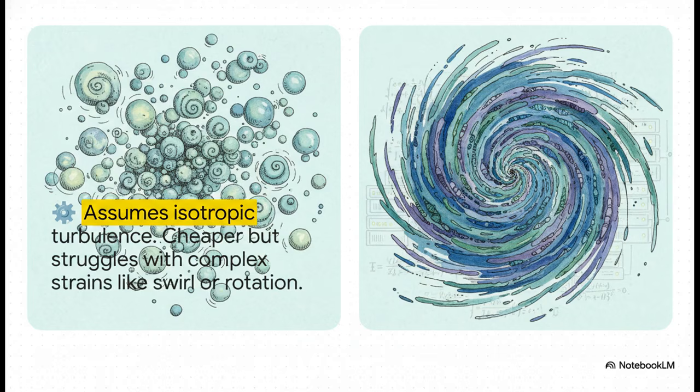And that's where a more advanced Reynolds stress model comes in. It doesn't assume isotropy, so it can actually capture that swirl accurately. But what's the catch? You guessed it. It's way more expensive computationally.